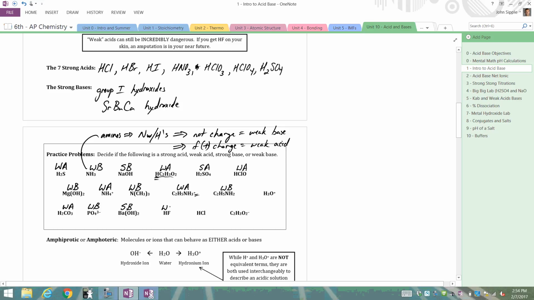HF is a weak acid, and it's also a high school in the southern suburbs, home of Flossmoor. HCl is a strong acid, we know. And this guy here is a conjugate base, so this is a weak base. We'll talk more about that a little later when we do net ionic equations.